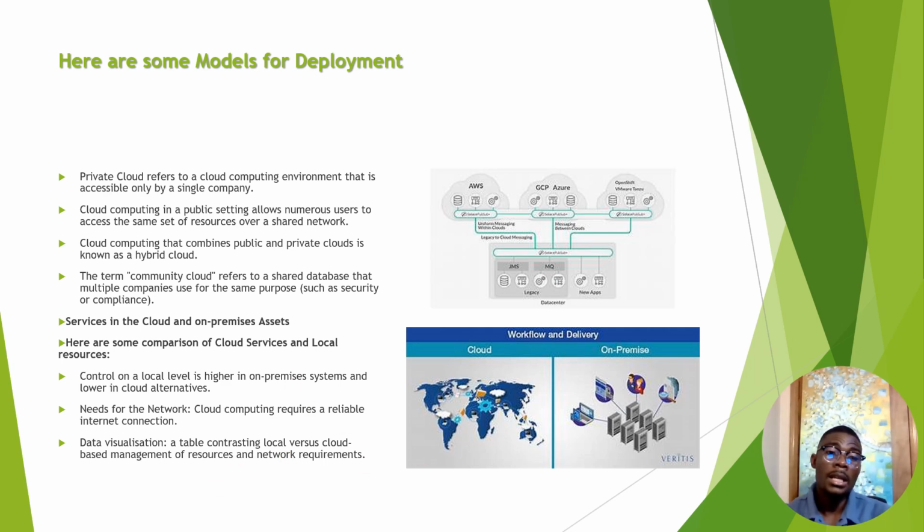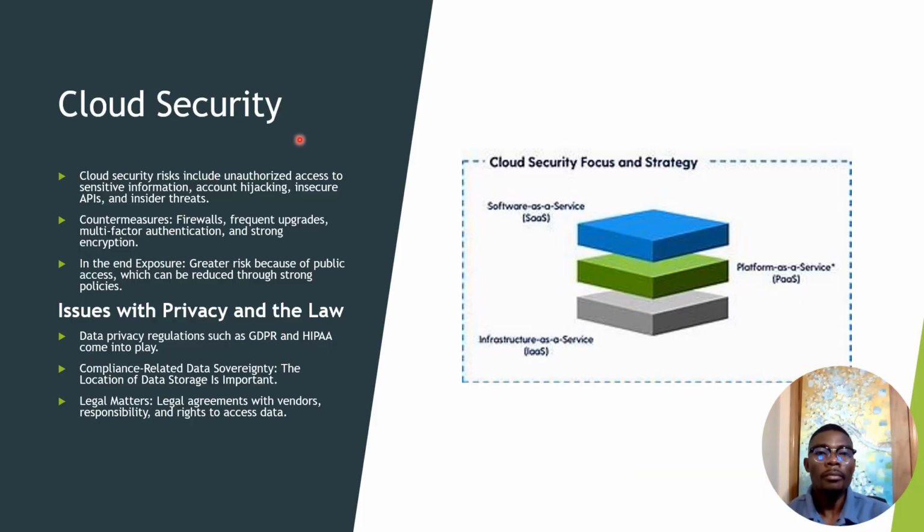These are things that are very much important. The security aspect of this is more important. Everything data is like gold in our world today. So when we talk about data, we talk about how we can secure it. Cloud security risks include unauthorized access to sensitive information, account hacking. People hack accounts, or insecure APIs, right?